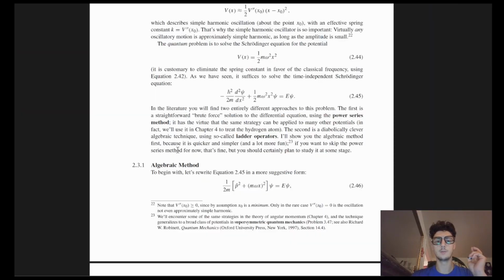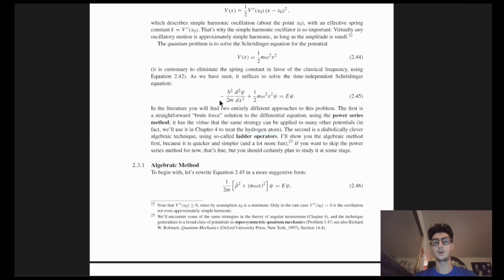I'll show you the algebraic method first, the ladder operators, because it is quicker and simpler and a lot more fun. If you want to skip to the power series method for now, that's fine, but you should certainly plan to study it at some point. So here's the two methods. First is the algebraic method, which introduces the ladder operators.